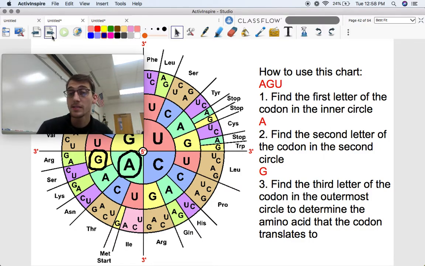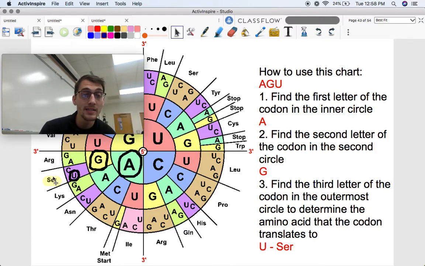And then finally, step 3, find the third letter of the codon in the outermost circle to determine the amino acid that the codon translates to. Our third letter is U. And guess what? There's U. So we go A in the inner circle, G to the second circle, and U to the third circle. We find that it translates into SER, which stands for serine, and that's a type of amino acid.